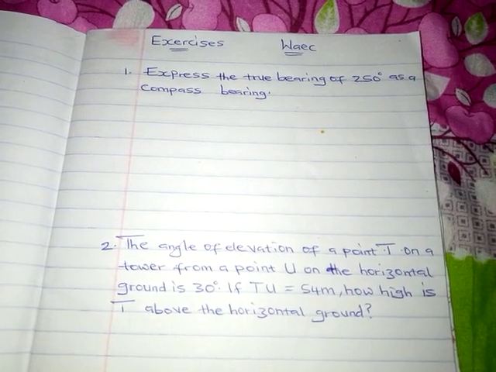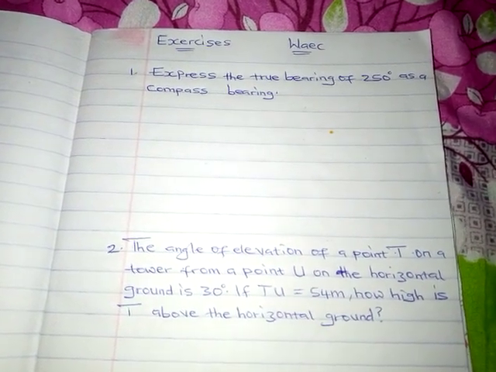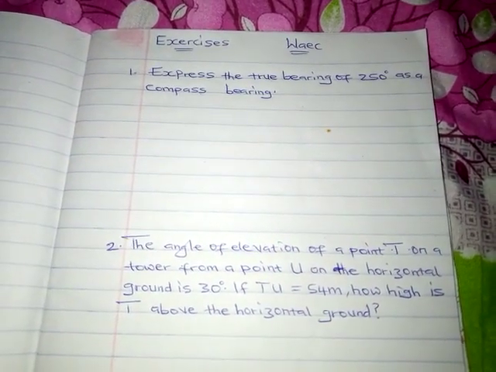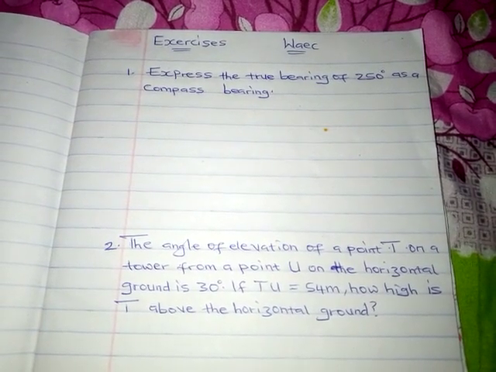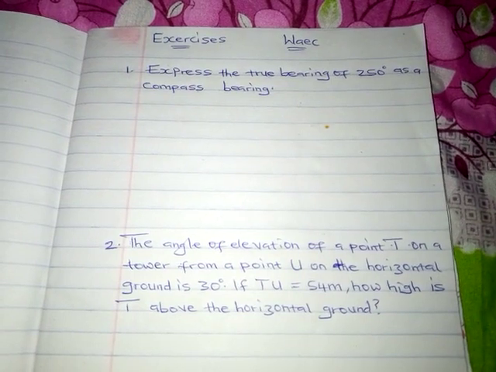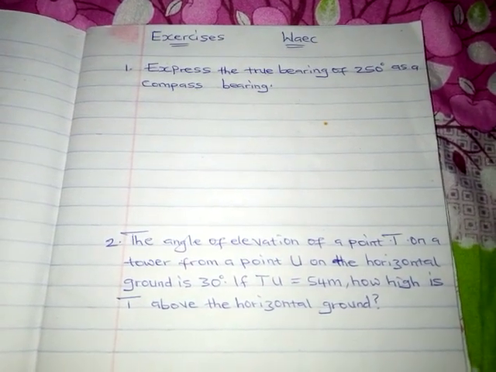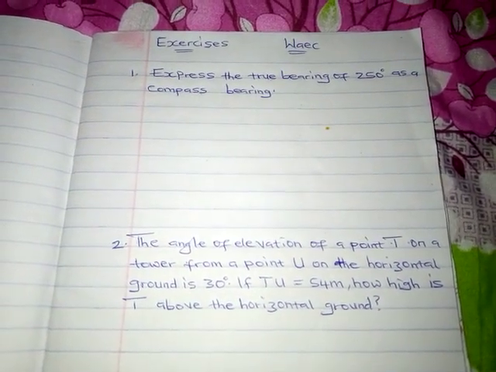Here with me, I have two questions I want to solve, two WAEC questions. The first one says, express the true bearing of 250 degrees as a compass bearing. So I want to express that 250 degrees as a compass bearing. So the first thing we do, we draw a cardinal point.